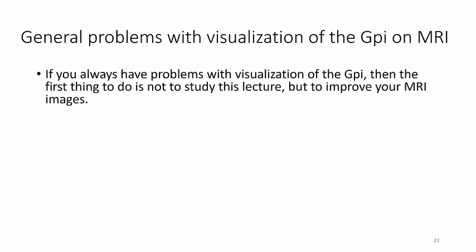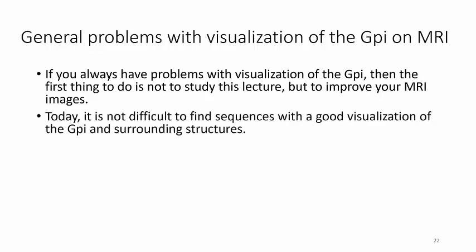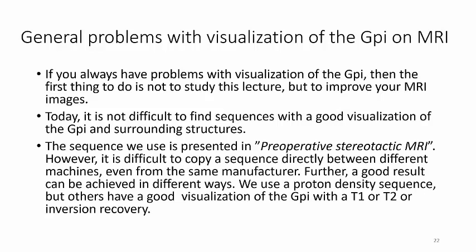If you always have problems with visualization of the GPI, then the first thing to do is probably not to study this lecture, but to improve your MRI images. Today it is not, or at least it should not be, difficult to find sequences with a good visualization of the GPI and surrounding structures. The sequence we use is presented in preoperative stereotactic MRI.